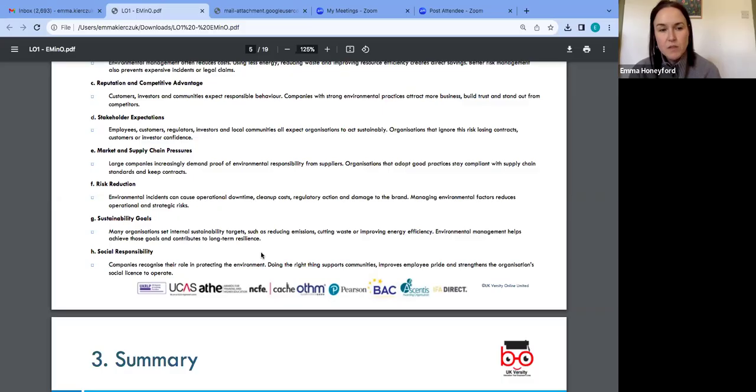So, social responsibility. Companies recognise their role to protect their environment. Doing the right thing supports communities, improves employee pride, and strengthens the organisation's social licence to operate. A lot of organisations will understand that having a bad impact on the environment can negatively impact communities. And the way that they will communicate these concerns is maybe through social responsibility language or a policy. So just be aware that it looks different in different organisations.